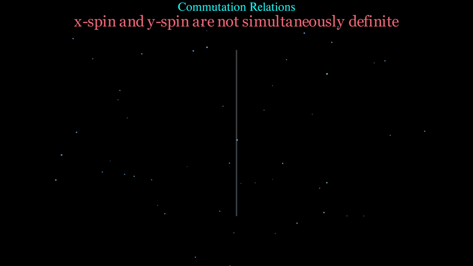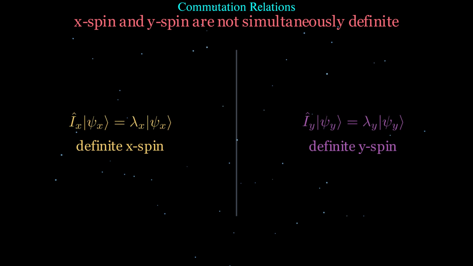Physically, this means that spin along the x and spin along the y are not simultaneously definite observables. A state can be an eigenstate of Ix, or it can be an eigenstate of Iy, but it cannot be a definite eigenstate of both at the same time. Now, the fact that we get i times Iz on the right side is not random at all.